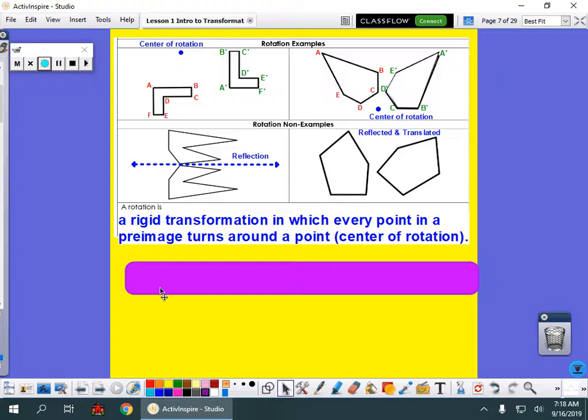All right, we're going to start with a formal definition. A rigid transformation in which every point in a preimage turns around a point, or a center of rotation. So sometimes that center of rotation is on the figure itself. Sometimes we say rotate about point A, and we rotate this figure around itself. But in this case, the center of rotation is outside of the figure. And if we look at this rotation, it looks like it rotated 90 degrees. So it's important that we always specify how far you want to rotate it.